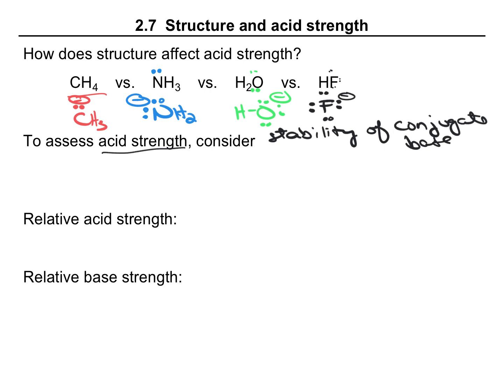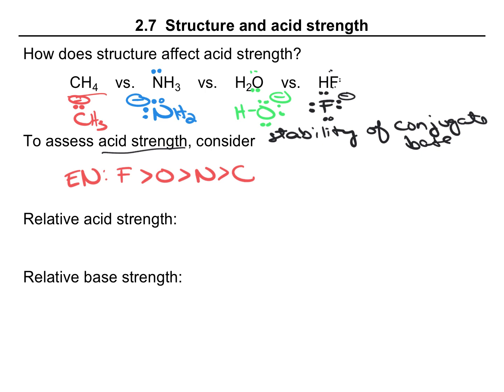So in terms of electronegativity, we know that fluorine is more electronegative than oxygen, which is more electronegative than nitrogen, which is more electronegative than carbon. So as we compare these conjugate bases, fluorine is the most electronegative, so this is the best able to bear that negative charge. Oxygen's not quite as good, nitrogen's not nearly as good, the carbon, this is pretty bad at holding a negative charge. So this is going to be very unstable, and as we move this way, it becomes more stable.